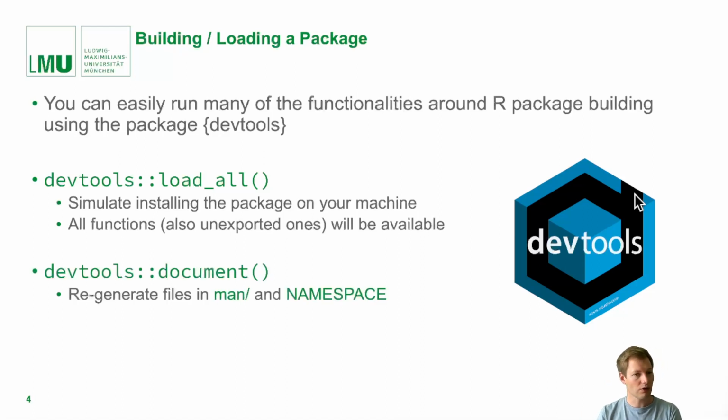Then there's Devtools document, which will regenerate all the files in the man directory for the manual and in the namespace file. So this is to just update all your things. Whenever you make any changes to the documentation around functions in your Roxygen comments, you will have to rerun this, and it's going to automatically update those files, which is really nice.